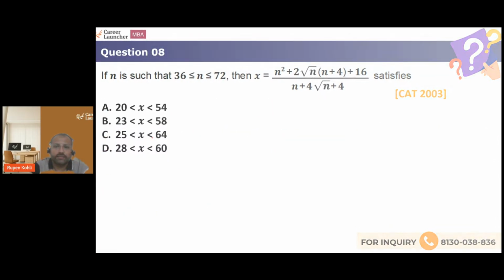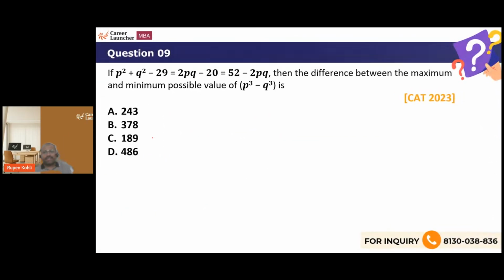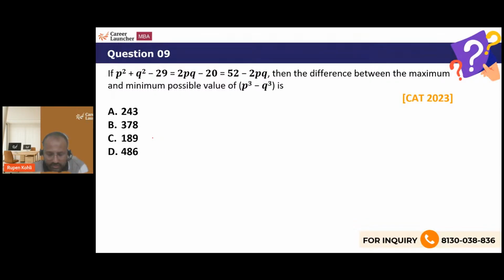Let's see the next one. Let's take this as the last question for today's session. CAT 23 problem. Let's dive into this. So this is a very well seen expression with squares and everything. So p square, q square, and 2pq, everything is there.